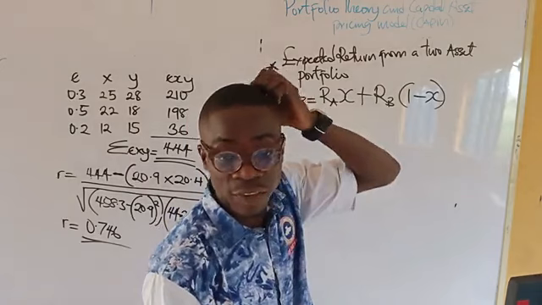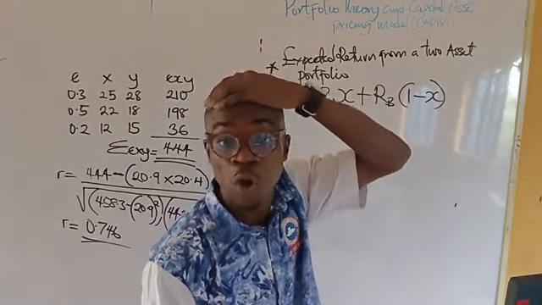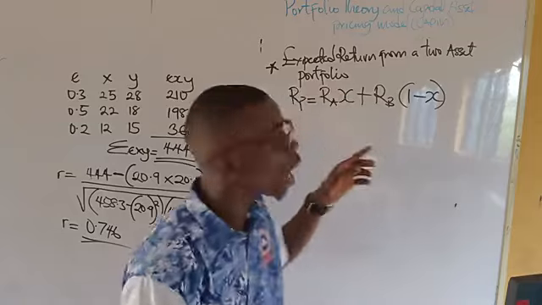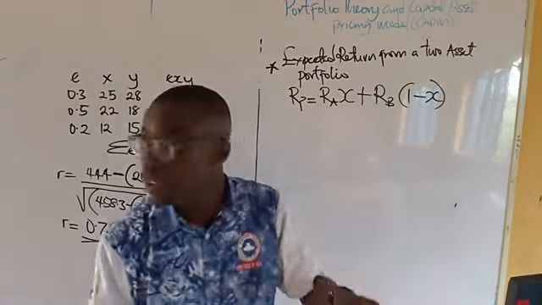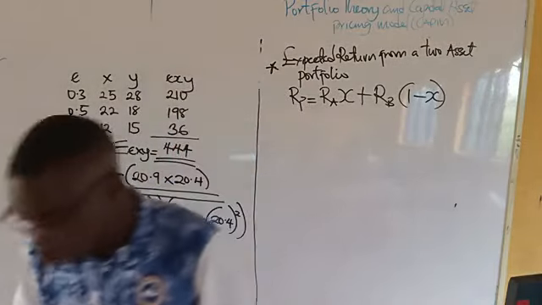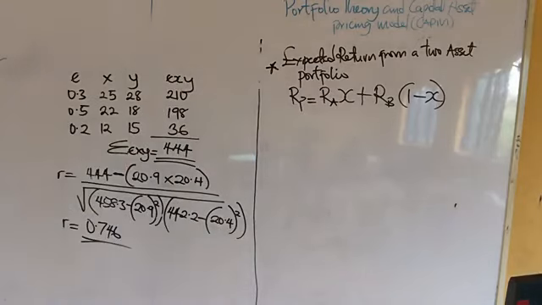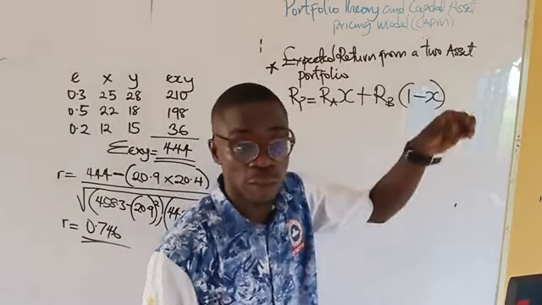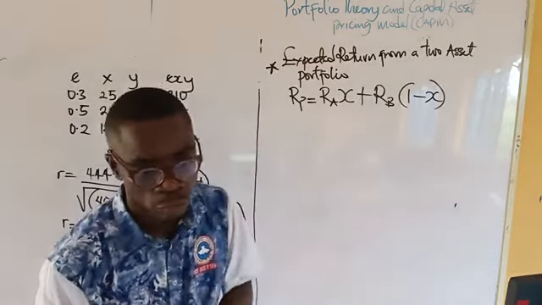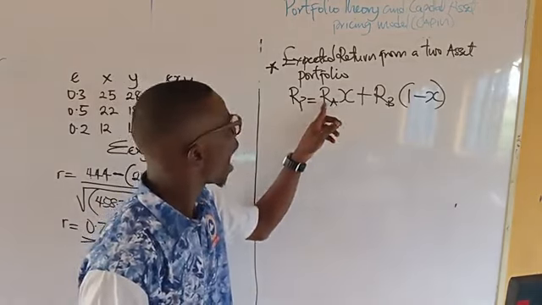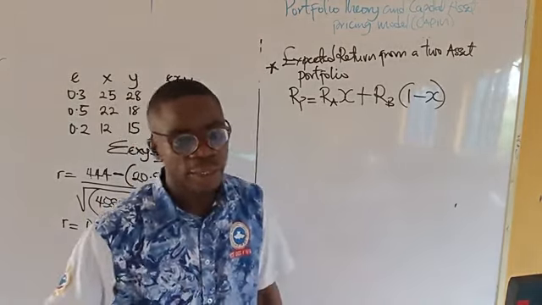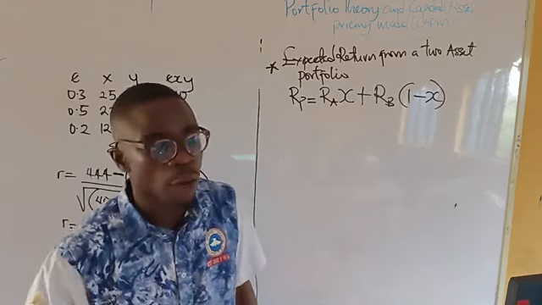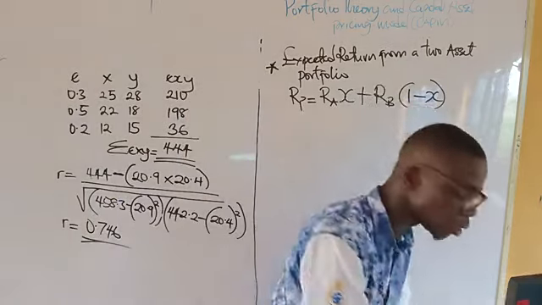RP means the expected return of the portfolio. Now, RA means the expected return from investment A.